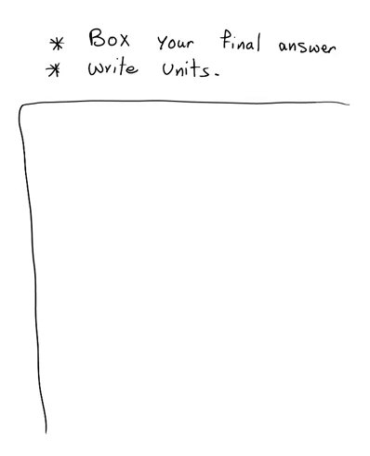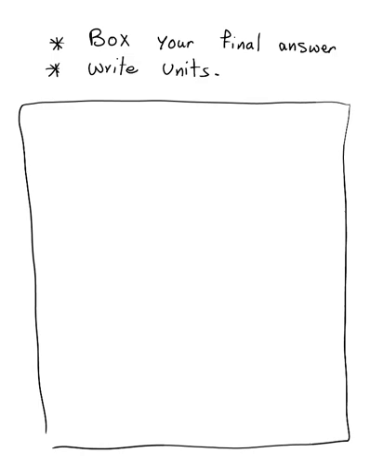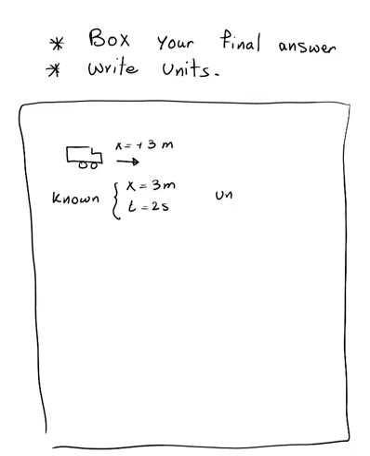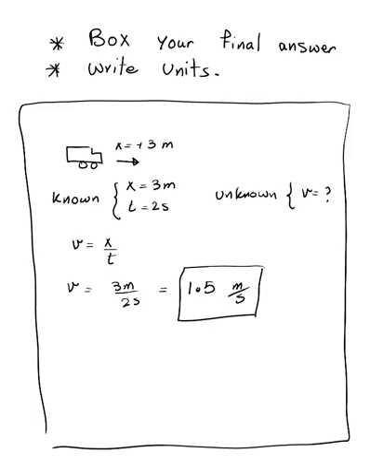So let me just sketch it for you. So this is how the scoring will work. You have a problem. What I want to see on your paper is that you have a nice sketch here, for example, this. Okay. And then you have labels, for example, x equals positive 3 meters. And then I want you to have the known, these are just examples, x 3 meters, t 2 seconds, and the unknown is what is velocity, for example. Then I want you to have your equation, and then the replacement, and then your nice answer with unit, and then box it.